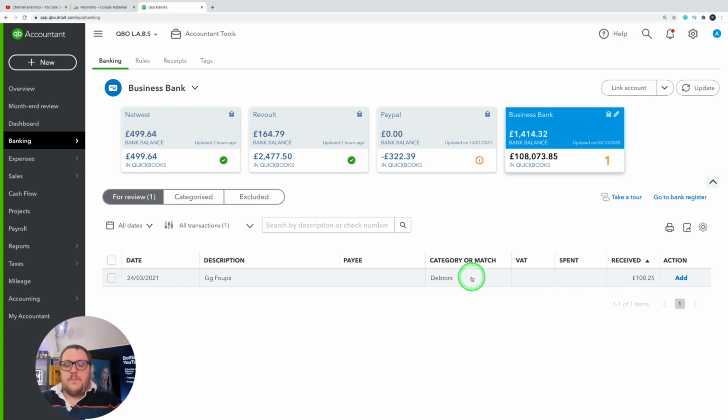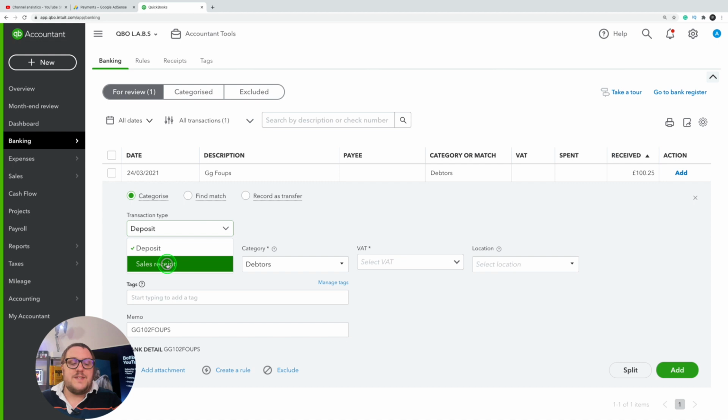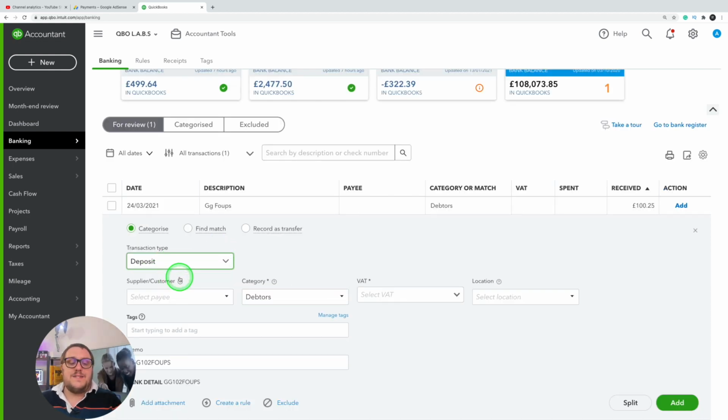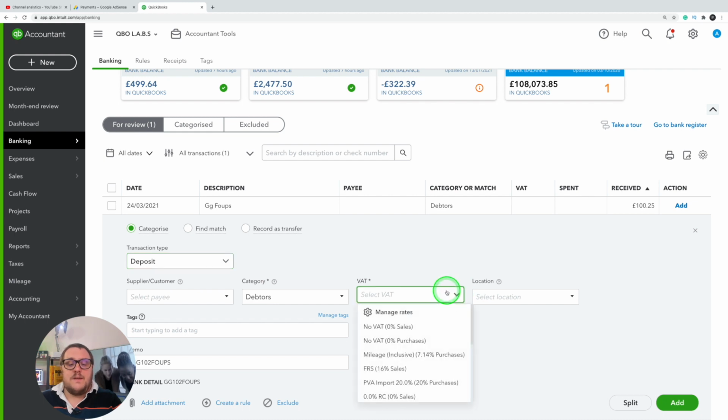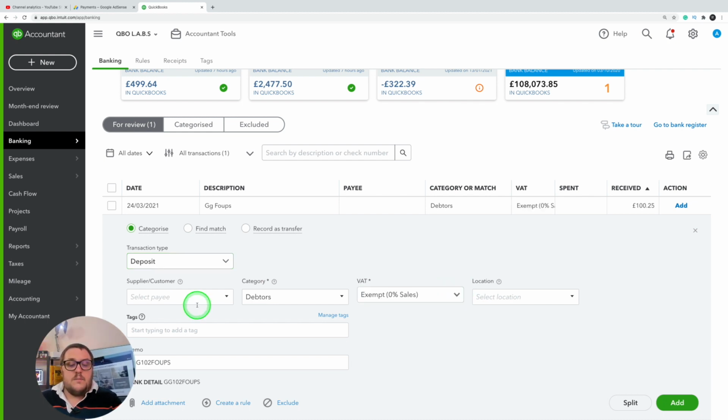What do I do with it? Well, I need to categorize this. So I need to go in, put a sales receipt into it, 20%. Or I could put it as a deposit. And if I put it as a deposit, I need to make sure that I'm not worried about VAT. But importantly, I need to make sure my category, I would personally create a brand new one called YouTube Income.